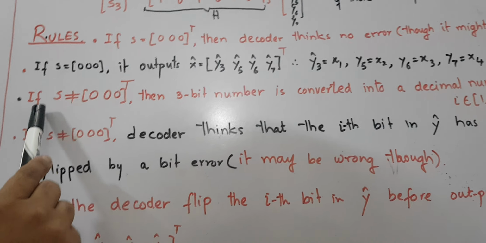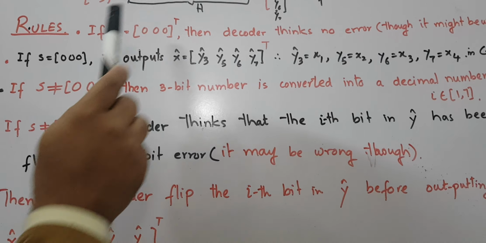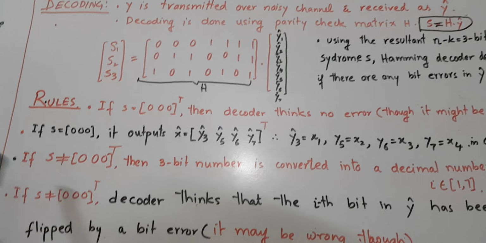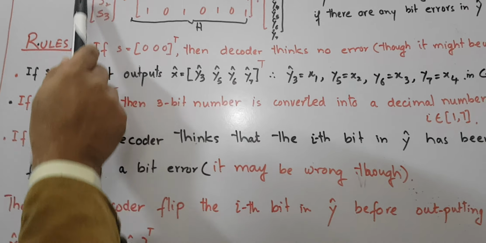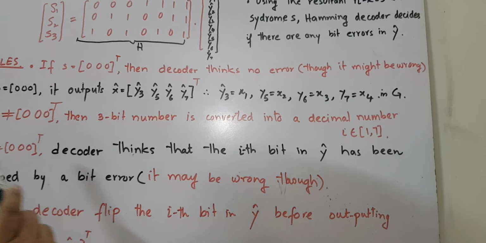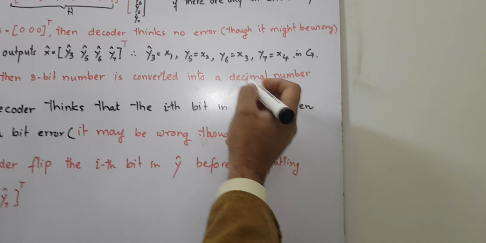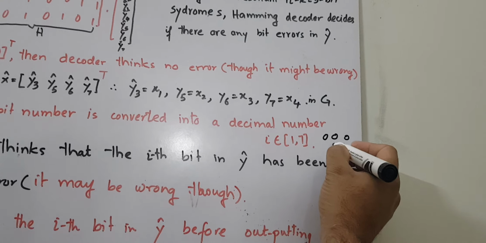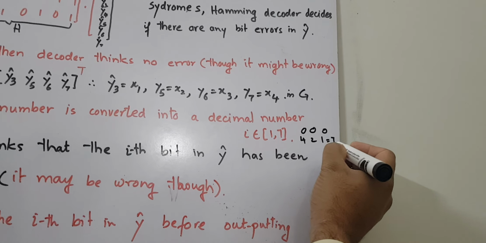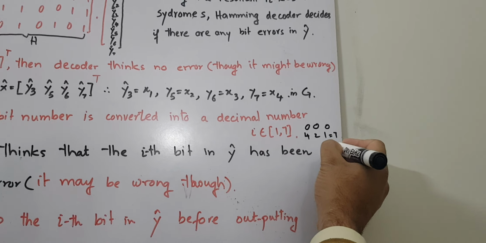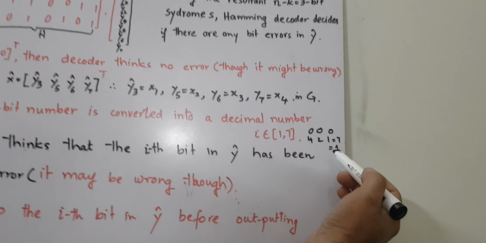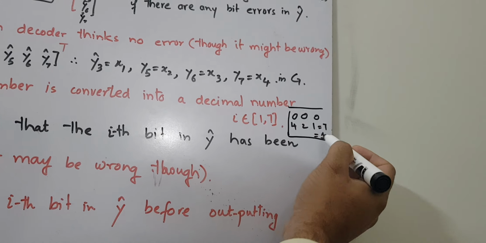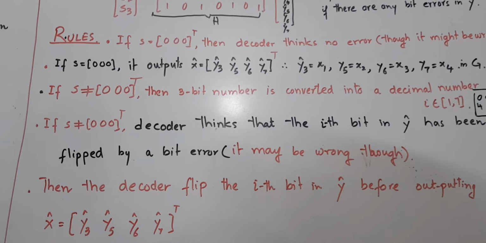In the second case, if S is not equal to 0, meaning you multiply H with the received code word and the answer is not 0, then the 3-bit number is converted into a decimal number. A 3-bit number has a maximum of 7 and a minimum of 1, so you can have a decimal number from 1 to 7. This is the decimal conversion of the 3-bit syndrome.